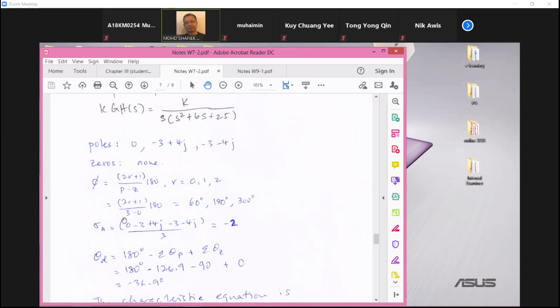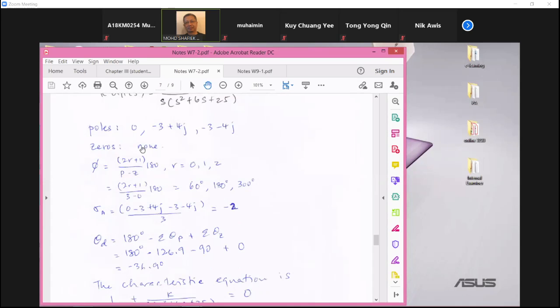And then we need to also find the intersection of asymptotes. All asymptote lines will go through the intersection of asymptotes, which is just the summation of the poles minus the summation of the zeros, in this case we don't have any zeros, divided by the number of poles minus the number of zeros. So the asymptote lines are going to intersect at -2.